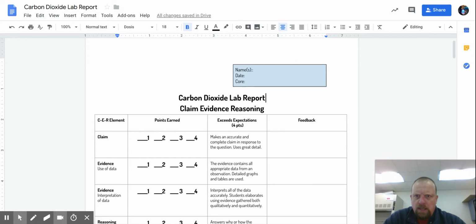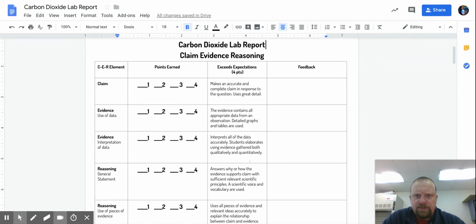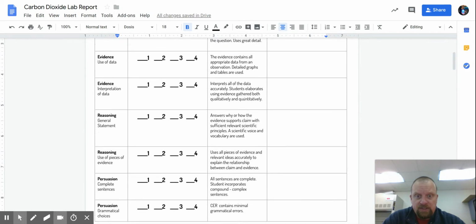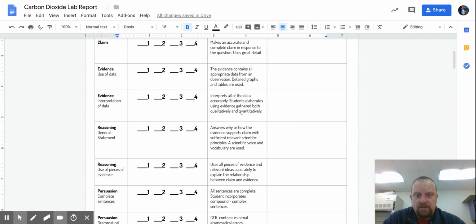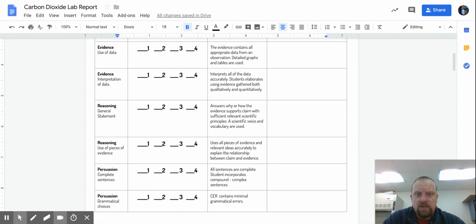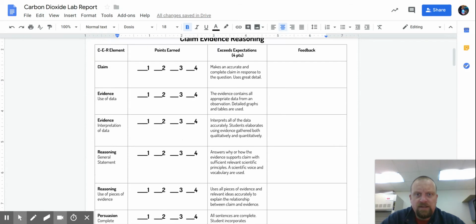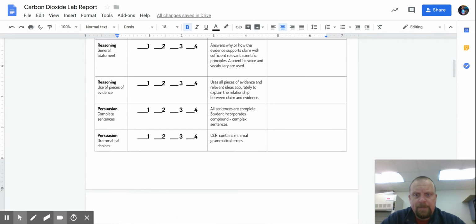You'll notice on the first page, you'll see the single point rubric that is here to help guide you. The first thing I would like you to do is read each of these expectations, and while you're reading, if you have any questions, feel free to ask during class time, but this will help you make sure that you've got all the necessary components.